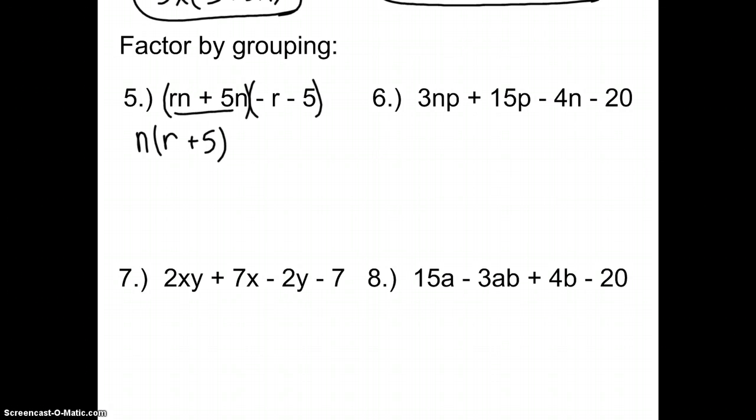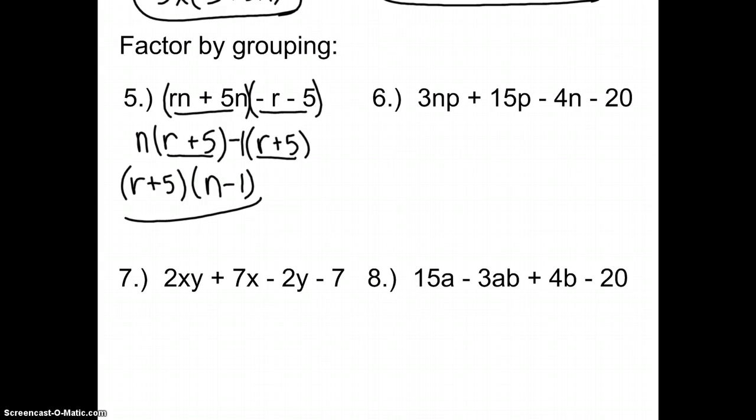And now we want to get our second parenthesis to be exactly the same as the first, so we can factor it out from both. And we have a negative r plus 5, so if we factor out a negative 1, we'd have a positive r and a positive 5, making the two parentheses the same. So now we can factor out an r plus 5 from both terms, and then combine what we have left, which would be the n minus 1, and the r plus 5 times n minus 1 is our factored term.